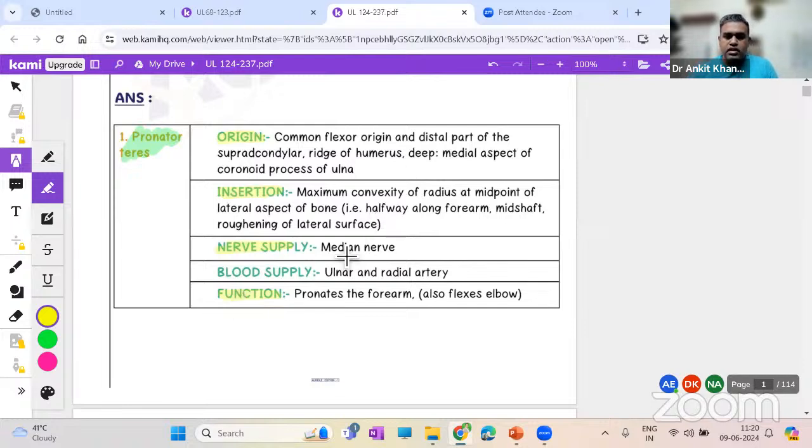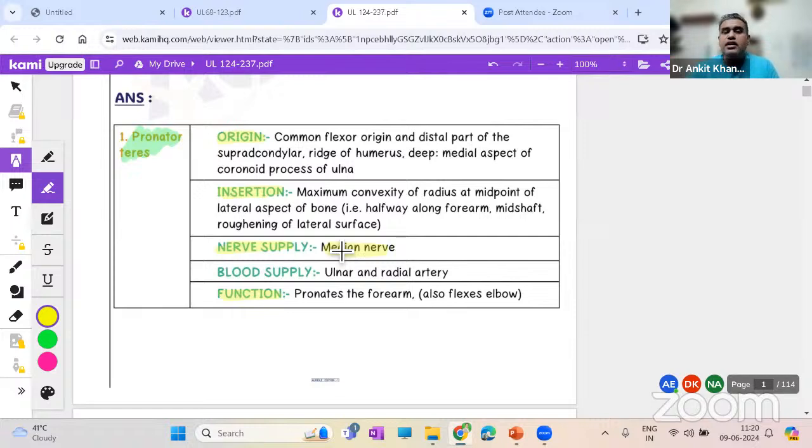So nerve supply again, see, the median nerve. Now here, sometimes students feel a bit worried about not being able to remember the names. Okay, so in the case of muscles, mostly the name of the muscle itself explains the action of the muscle, or the extent of the muscle, from where to where it is going.